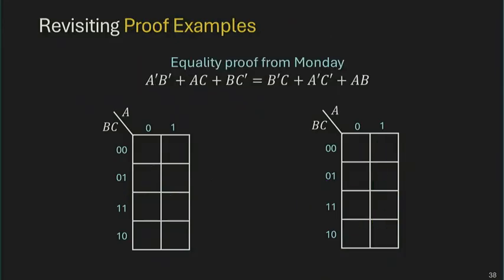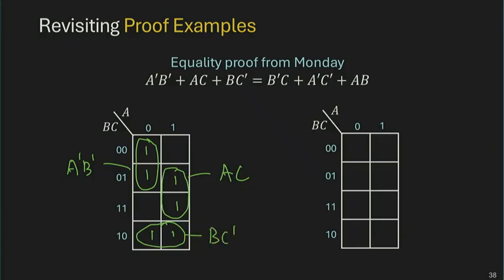All right. And this is a more complicated consensus example from Monday. We have two quite different looking expressions. Again, I'm going to put both of them in the Karnaugh map. So A prime B prime, when A equals 0, B equals 0, that's A prime B prime. And then AC, A is 1, C is 1. So this is AC. And this bottom one, that is B C prime, B equals 1, C equals 0.